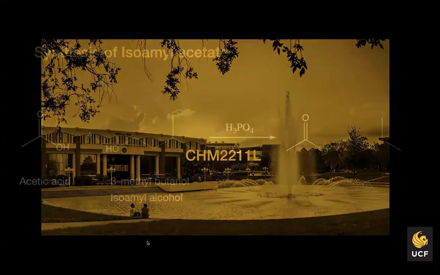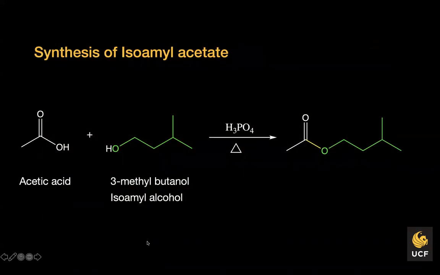Okay, so this week's lab involved the synthesis of isoamyl acetate, also known as banana oil. The experiment involves the reaction of concentrated acetic acid with 3-methylbutanol in the presence of phosphoric acid as a catalyst. The reaction was heated up to form the product, isoamyl acetate. And then we use liquid-liquid extraction to separate the product of interest from other compounds within the reaction mixture.